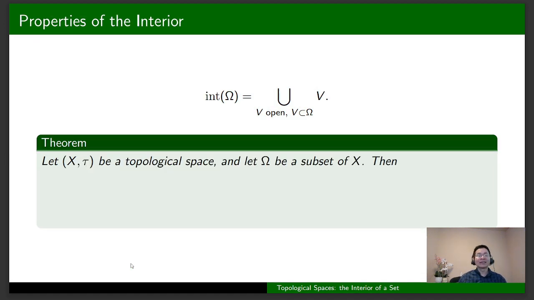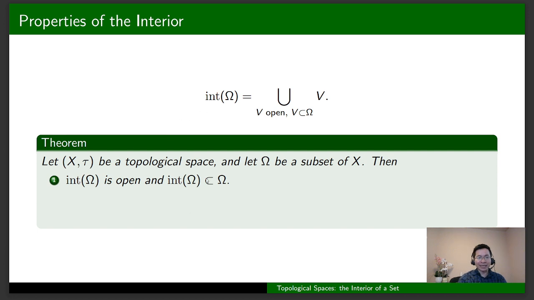Next, we are looking at some important properties of the interior. Again, let X be a topological space and let omega be a subset of X. The first property says that the interior of omega is always open and the interior of omega is a subset of the set omega. How come this is true? First of all, by definition, the interior of omega is the union of a family of open sets. And as you know, in a topological space, the union of an arbitrary collection of open sets is open. Therefore, the interior of omega must be open.